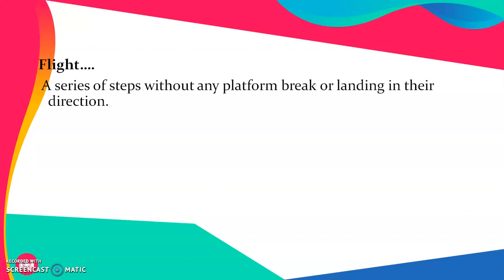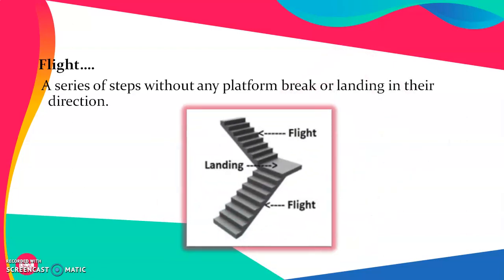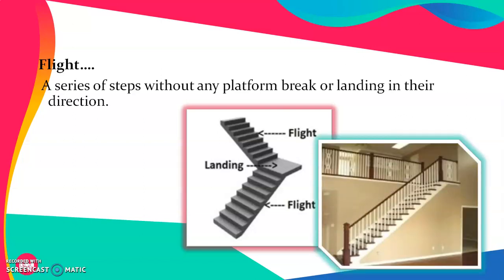Flight: a series of steps without any platform break or landing in their direction is called a flight. This figure shows two different flights running in different directions, and they are separated by a horizontal platform which is known as a landing. This particular picture shows a single flight stair which starts from a certain elevation and ends at the desired elevation, which is located at a higher level.